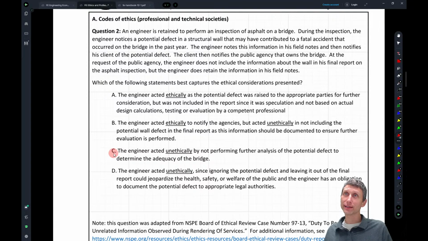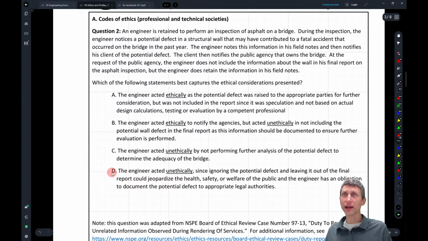Response C says the engineer acted unethically by not performing further analysis. So you see something, you're tied to and responsible to do it? Well, not necessarily. There are a lot of things you see, and you can speculate about different things, but it doesn't mean you're responsible to go take care of them. Maybe you're responsible to raise it to people, but you're not necessarily responsible to pick up everybody's problems just because you have the name engineer. There's a subtle difference there, but you have to make sure that you raise problems where appropriate, but not necessarily take responsibility for everything that could go wrong.